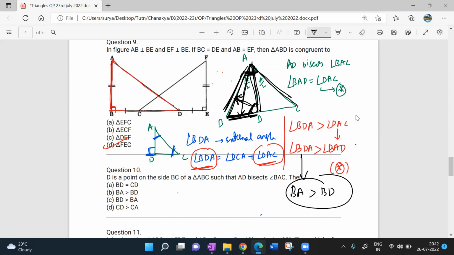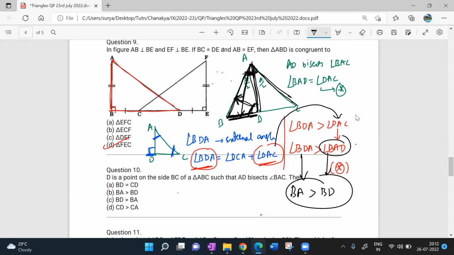The exterior angle is always greater than the opposite interior angle, sir. So here that part applies, that is what we have applied. We know that DAC is equal to what? BAD, isn't it?